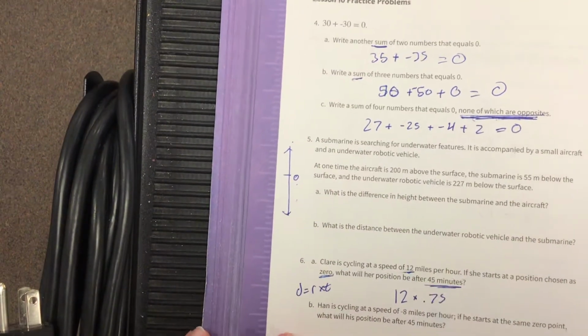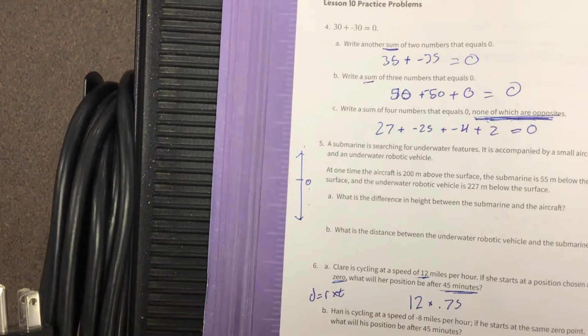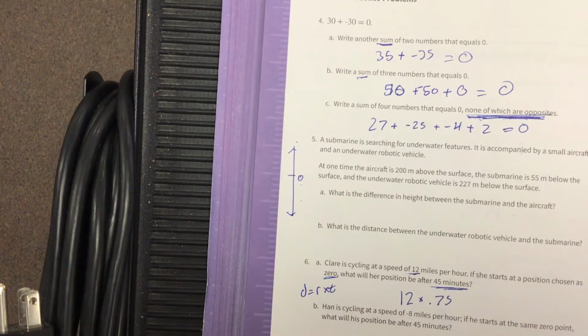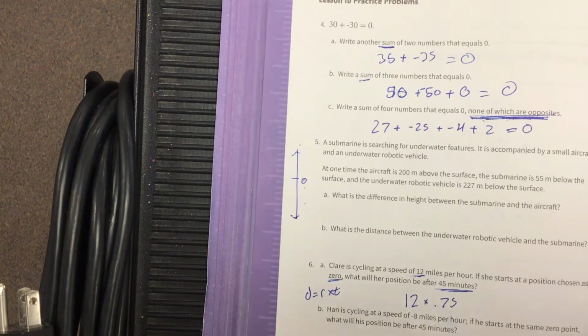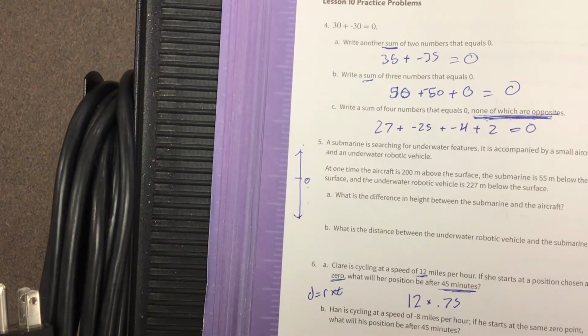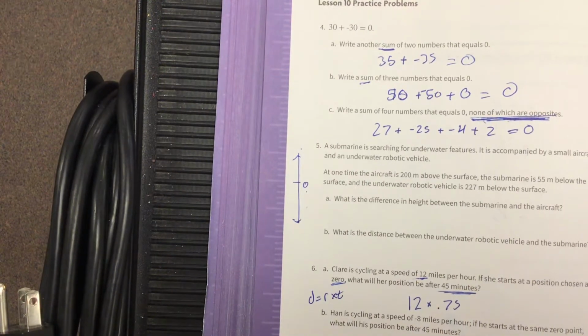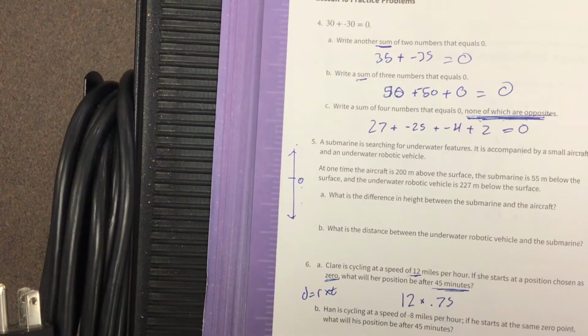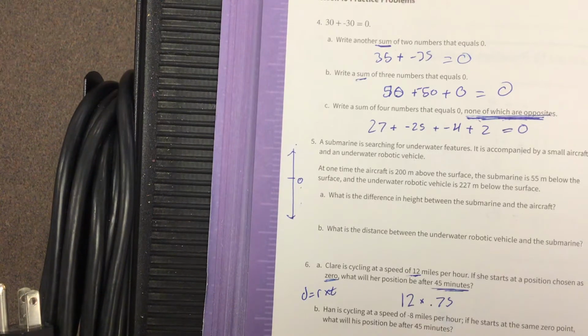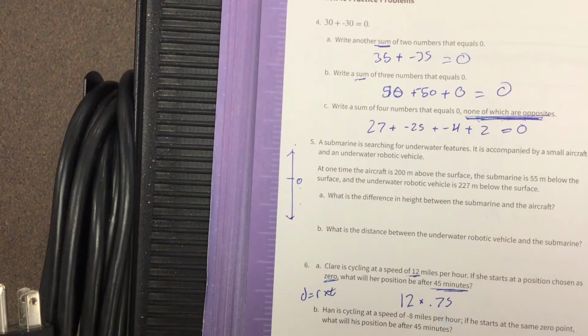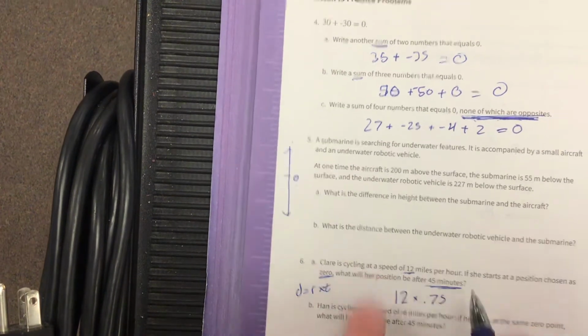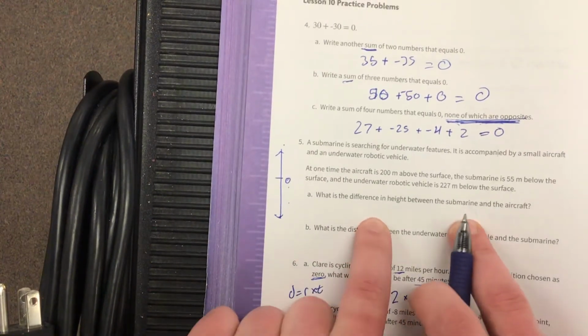A submarine is searching for underwater features. It is accompanied by a small aircraft and an underwater robotic vehicle. At one time, the aircraft is 200 meters above the surface. The submarine is 550 meters below the surface. And the underwater robotic vehicle is 227 meters below the surface. All right. So A was asking, what is the difference in height between the submarine and the aircraft?